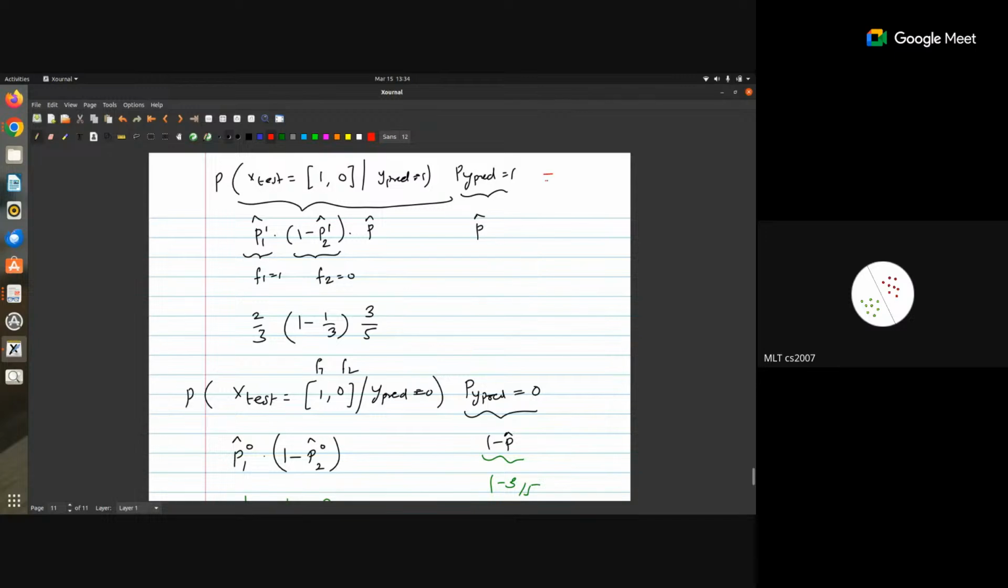So this value comes out to be 4 by 15, and this value comes out to be 1 by 10, and this is a higher value. So what should I predict now as a label? 1, right? So y prediction equals 1 because it will have the higher probability. I hope this is fine.